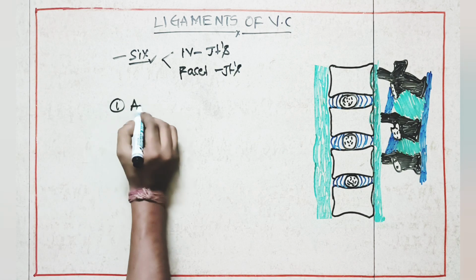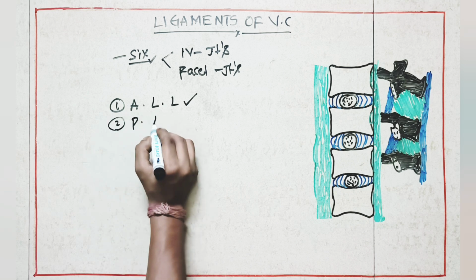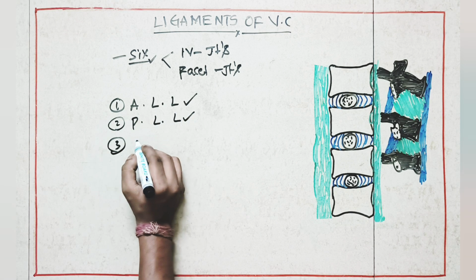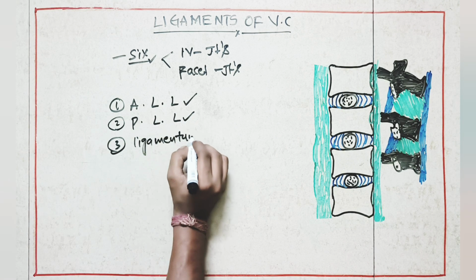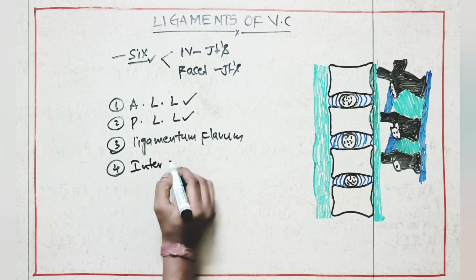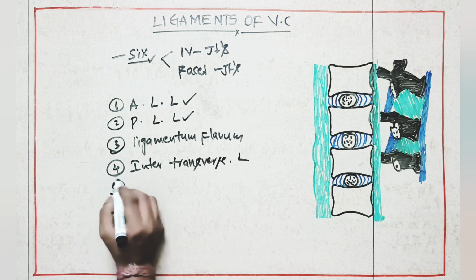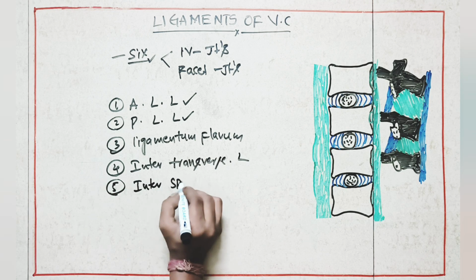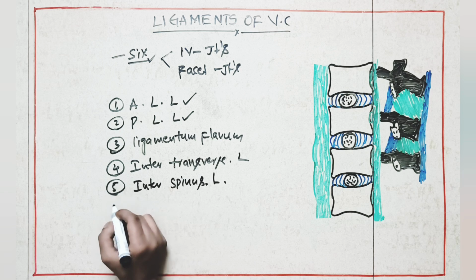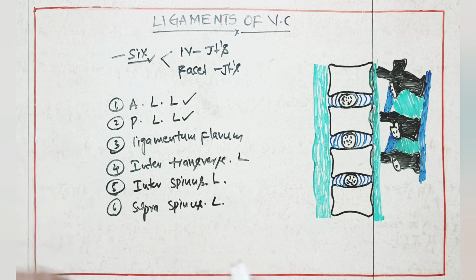First ligament name: anterior longitudinal ligament. Second ligament: posterior longitudinal ligament. Third ligament: ligamentum flavum. Fourth ligament: intertransverse ligament. Fifth ligament: interspinous ligament, and sixth ligament: supraspinous ligament. So here I will show them one by one.